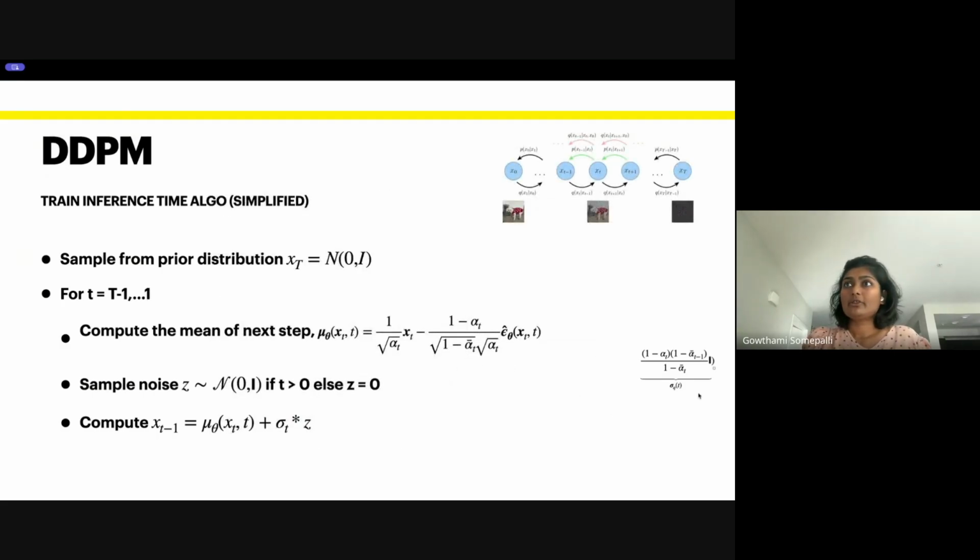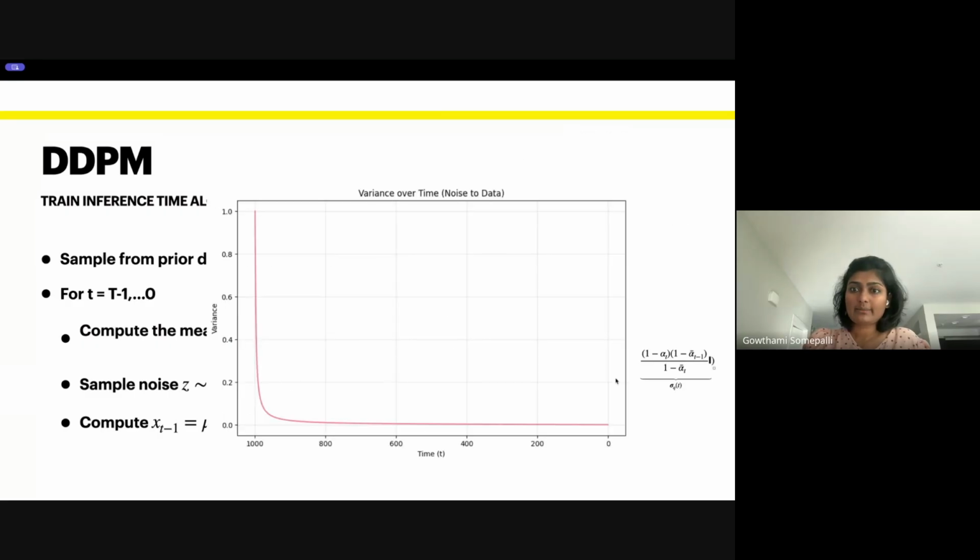I just wanted to show what this variance term would look like with respect to time. Like I said, we are going from 0 to 1000, where 1000 means pure noise. In the backward process, where we are going from noise to the image, early on we add a lot of noise because we want to explore. We might be starting at some random place, and we want to explore a lot of regions in the beginning before getting to the final image. But over time, the amount of noise we add keeps going down and down.